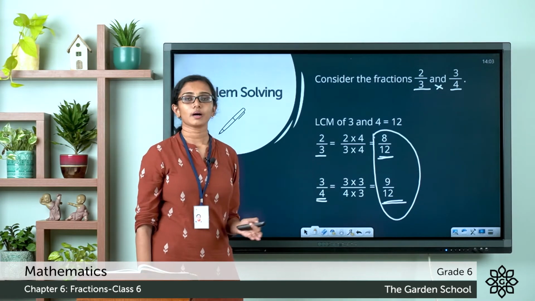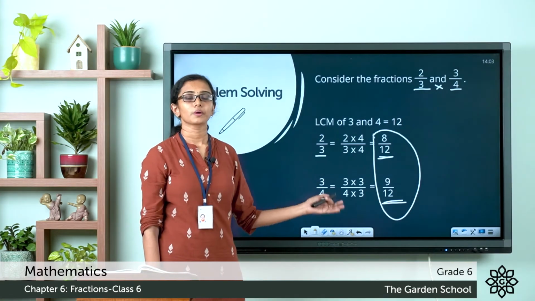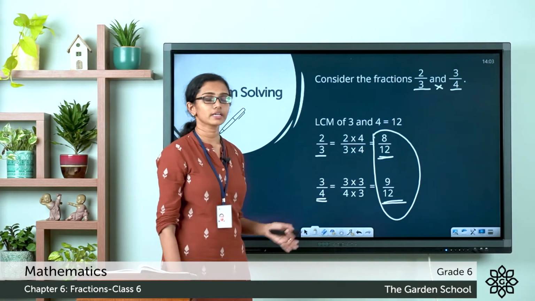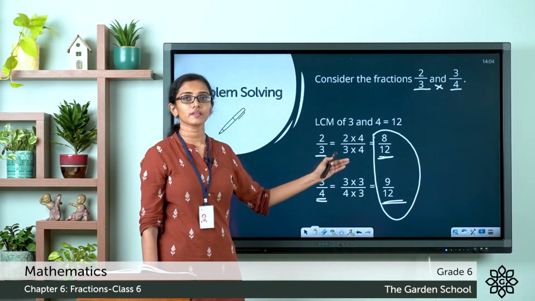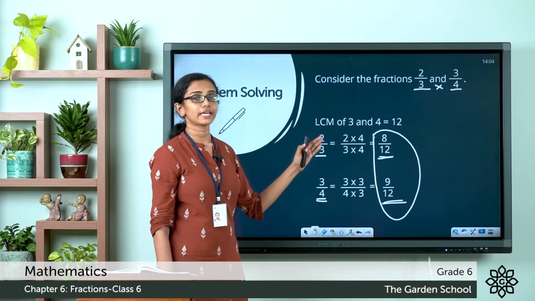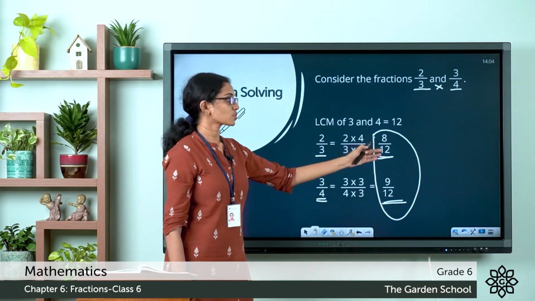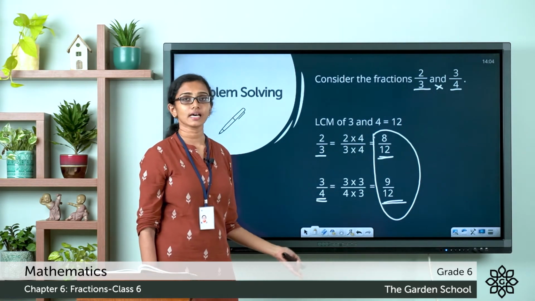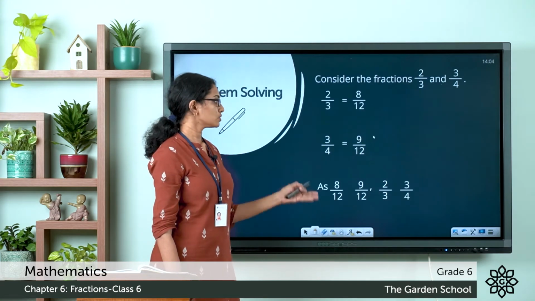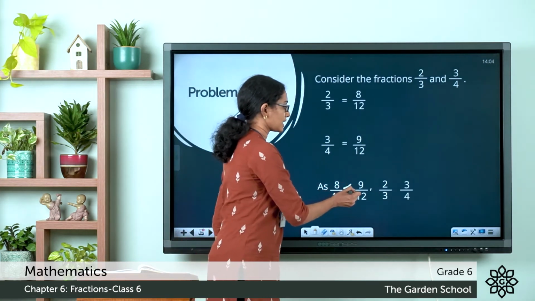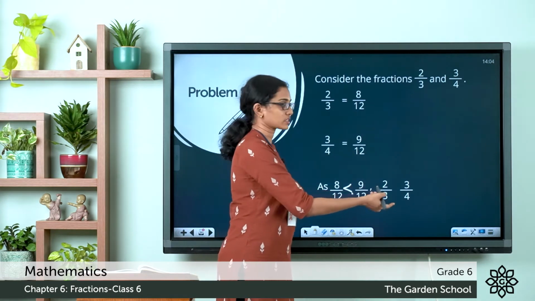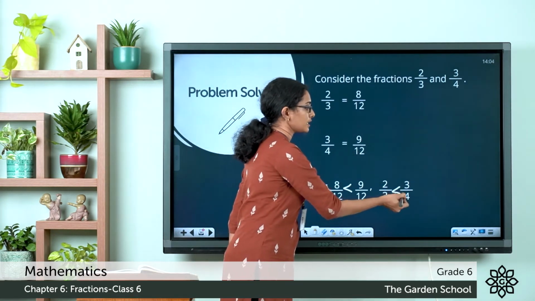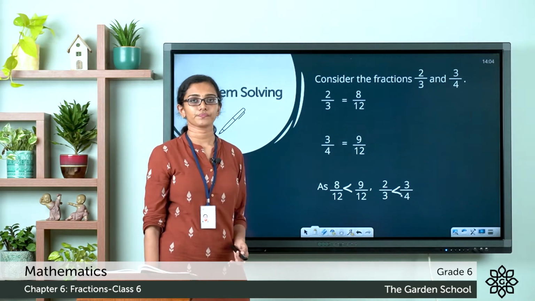Now we can easily compare these two fractions. One is 8 by 12 and the other one is 9 by 12. So since the denominators are the same, just compare the numerators. So which is more, 8 or 9? 9 is more. So 8 by 12 is less than 9 by 12. So since 8 by 12 is less than 9 by 12, the original fractions corresponding to these two fractions, that is 2 by 3, will be less than 3 by 4.